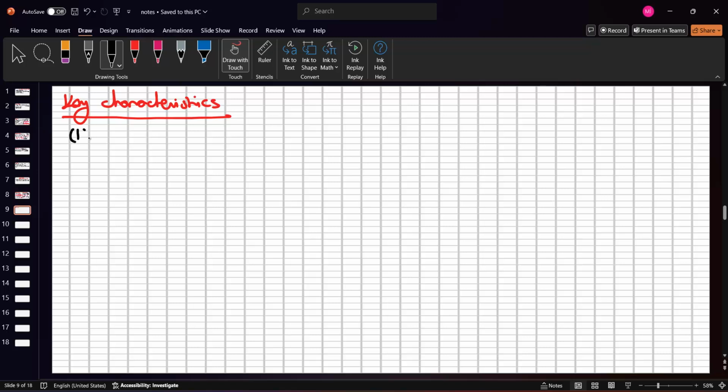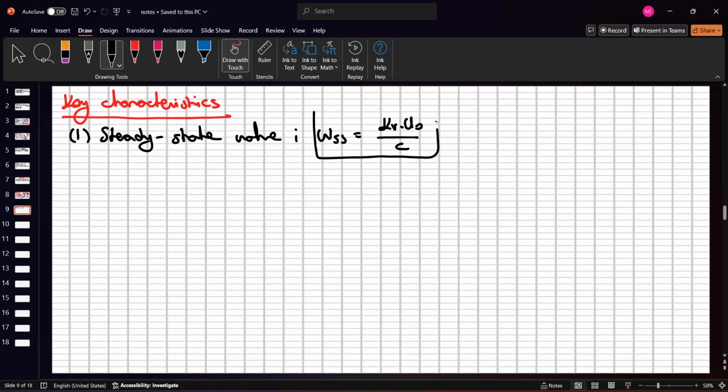First of all, the steady state value is equal to what? WSS is equal to kV times U0 divided by C. This is the first equation. And the time constant is also another important parameter.